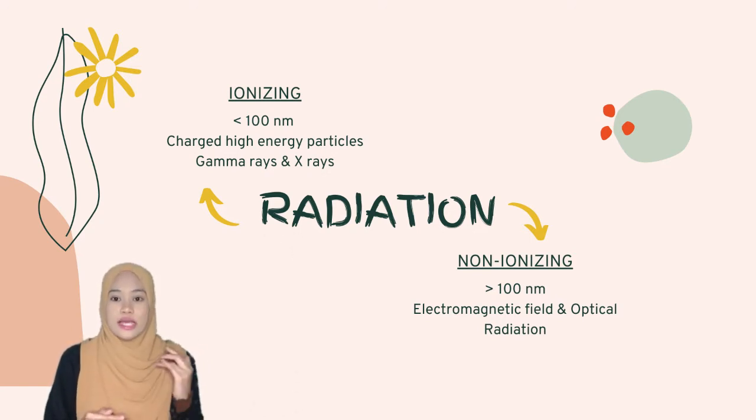Next is the non-ionizing radiation. So non-ionizing radiations are the radiation with wavelength more than 100 nanometer, and it is further divided into electromagnetic fields and optical radiation. So basically these non-ionizing radiations are not commercially applicable for the productivity of agriculture.